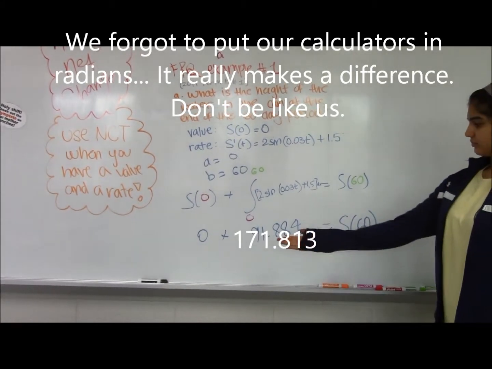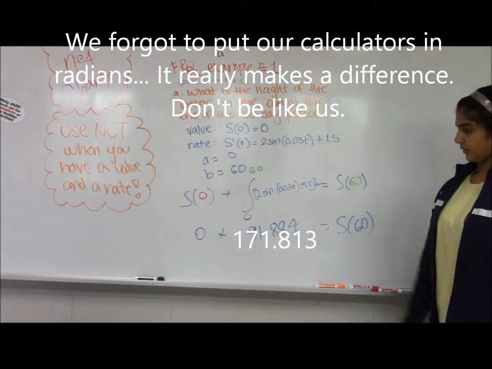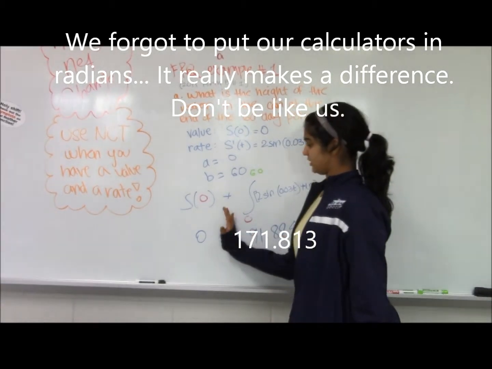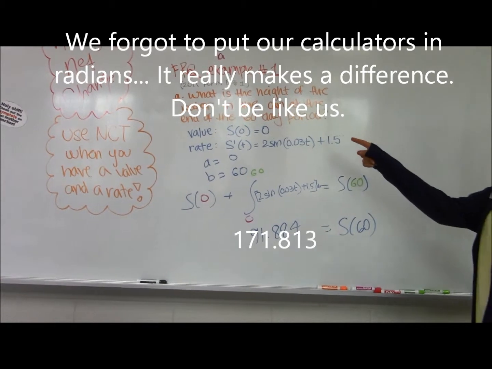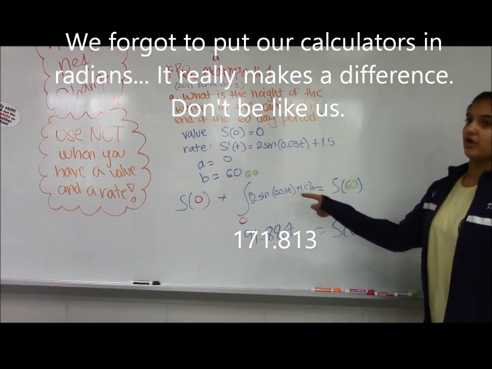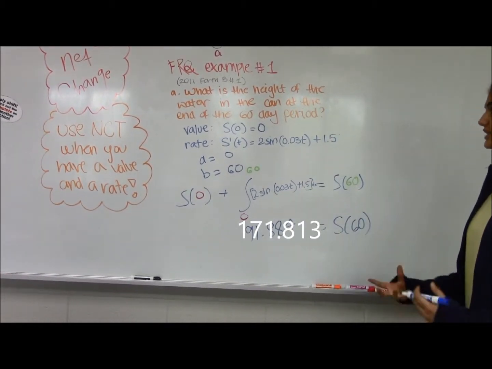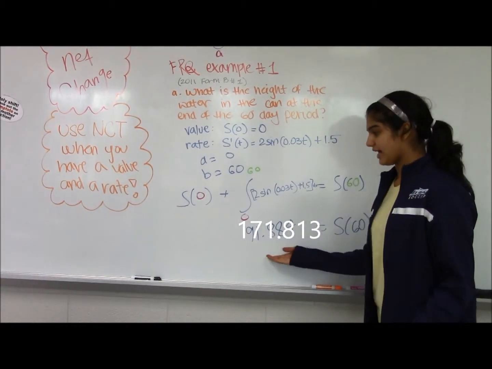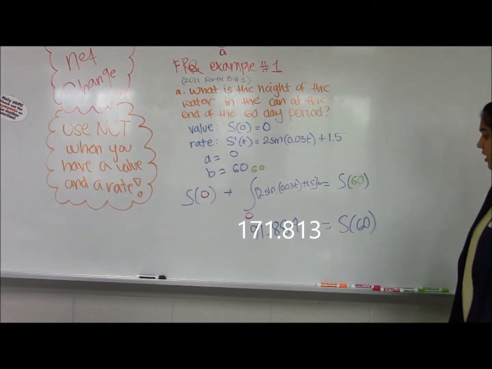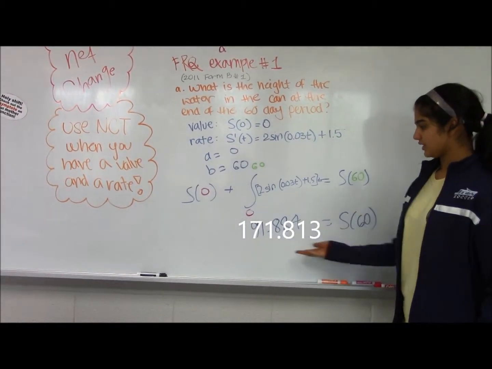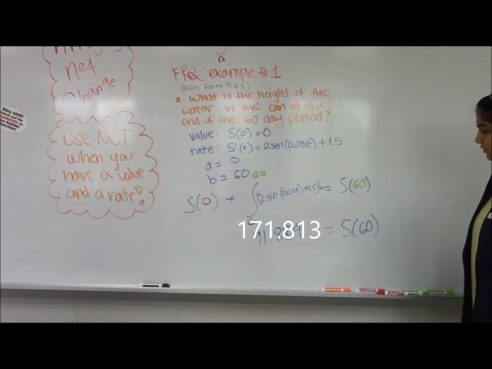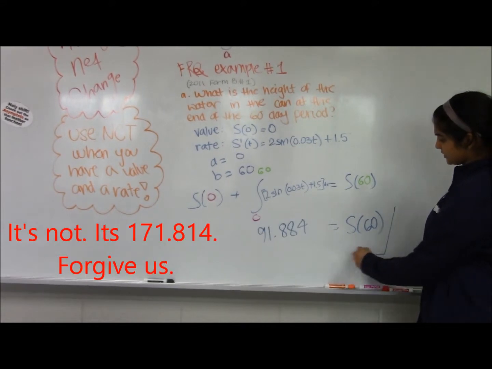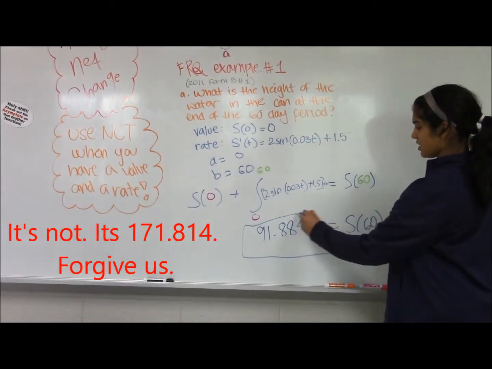And so 0 plus any number is that number, so you can just ignore that. But it's only for this problem because it said that the value at the beginning was 0. If it said that the value at the beginning was an actual number, you would have to add that and do the math normally. But since it was 0, you can just do the antiderivative and get your answer, and then the answer is 91.88.